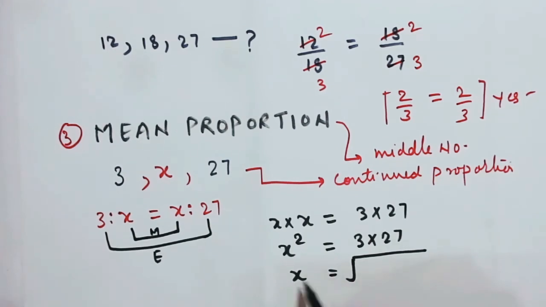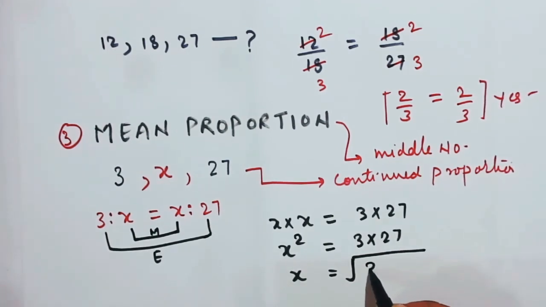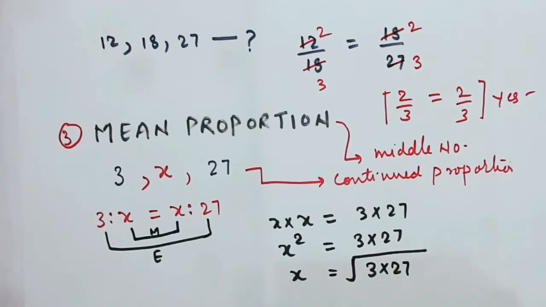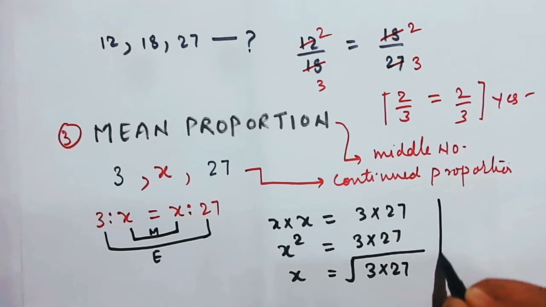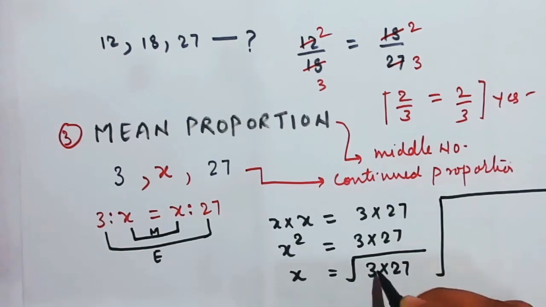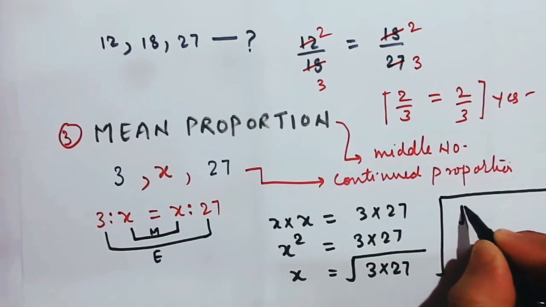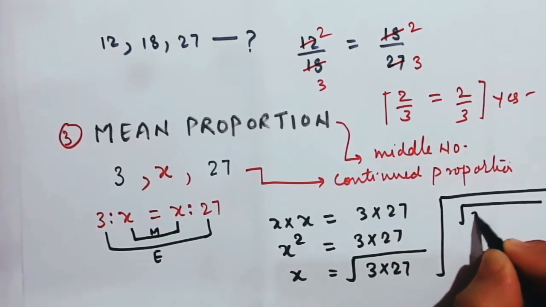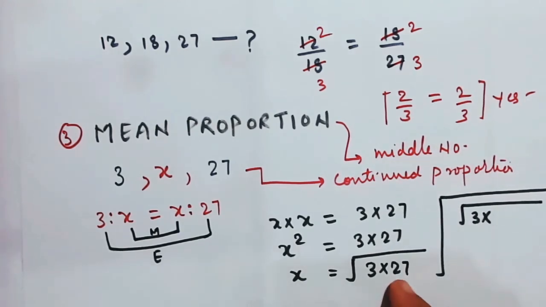Therefore x will be equal to square root of 3 into 27. Let us find the square root of 3 into 27. What we shall do is disintegrate, which means to break these two into factors. So the square root of 3 into 27 means 3 into, let us break this 27.